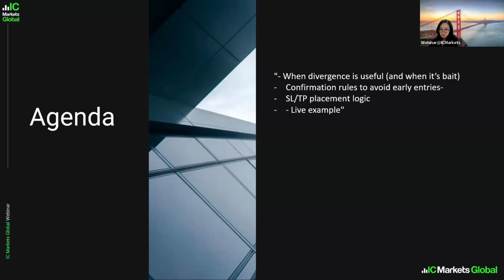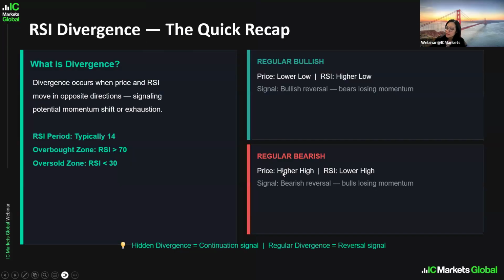Okay. So we will talk about when the divergence is useful. And the second, the confirmation rule to avoid entering early. And then we're going to talk about where we place the stop loss and take profit, and then examples. Okay, so what is divergence?